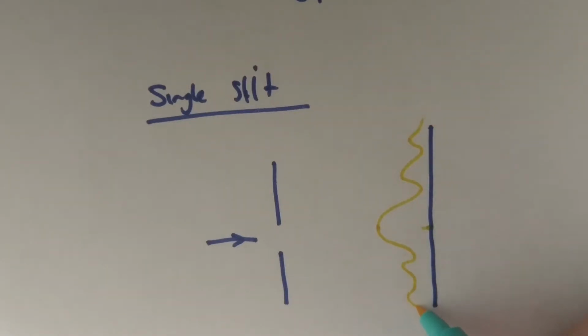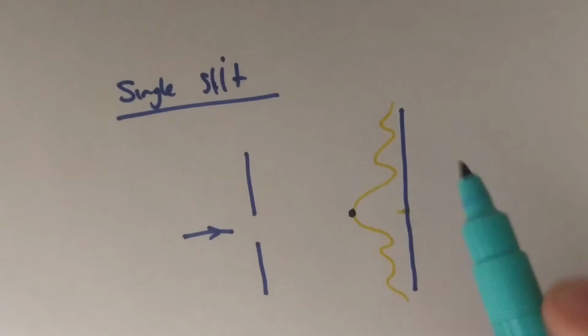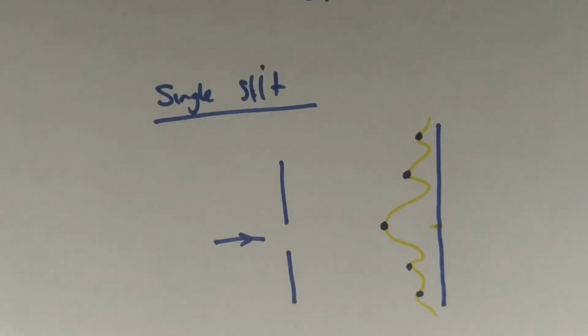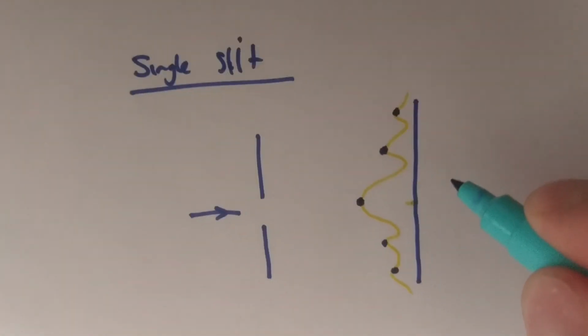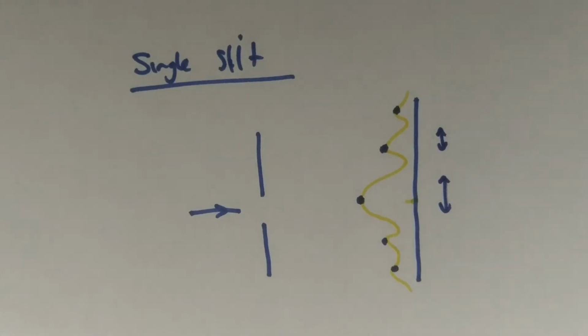And we see a similar pattern on the other side. So the intensity will be highest in the first maxima, then decrease to the second, and so on. So you get decreasing intensity as we go further away from the centre. The other key thing, this central maxima will actually be twice as wide as all the other maxima.